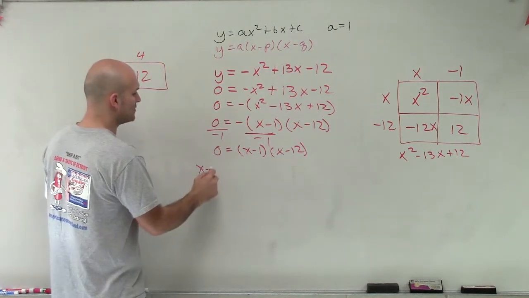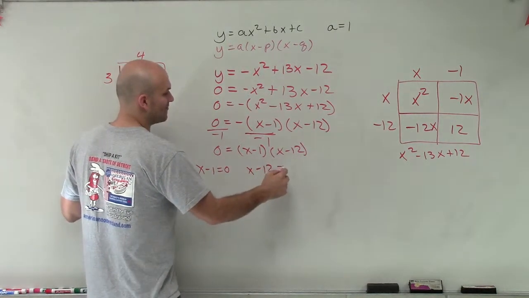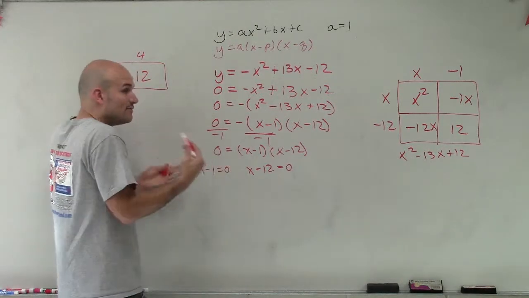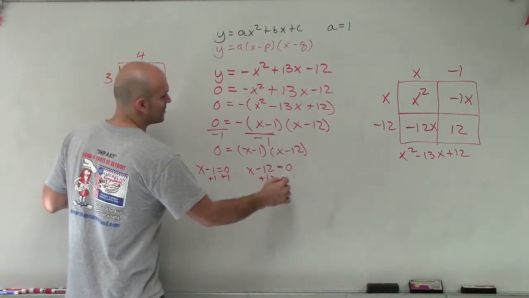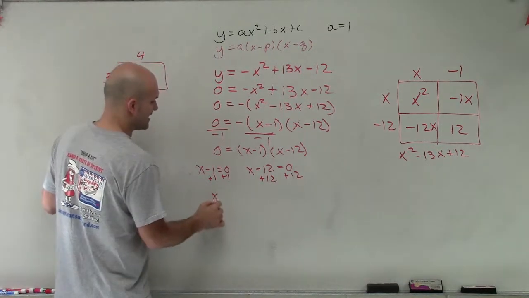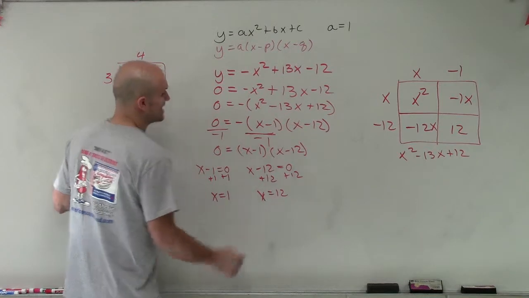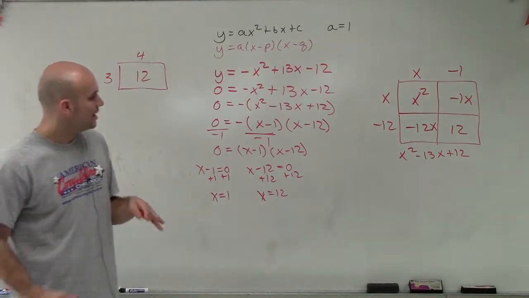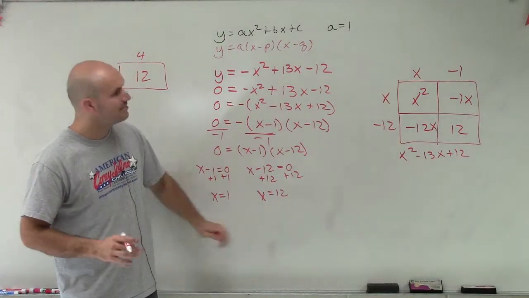Now I can set both of them equal to 0, because when you have a product of 2 numbers or factors that equal 0, one of them has to equal 0. So I add 1 to the other side using my inverse operations, and add 12 to the other side, and I get x equals 1 and x equals 12. So those are going to be your x-intercepts, your solutions, your zeros, depending on how your problem's phrased, but that's how you solve.